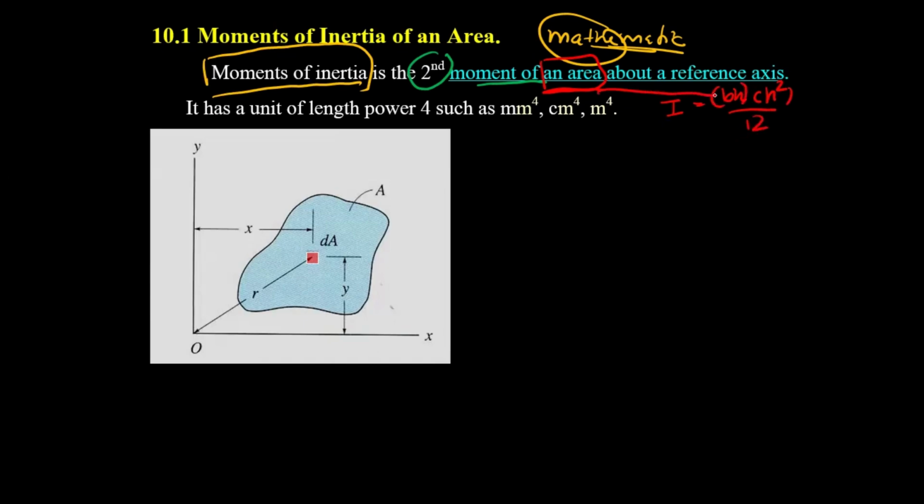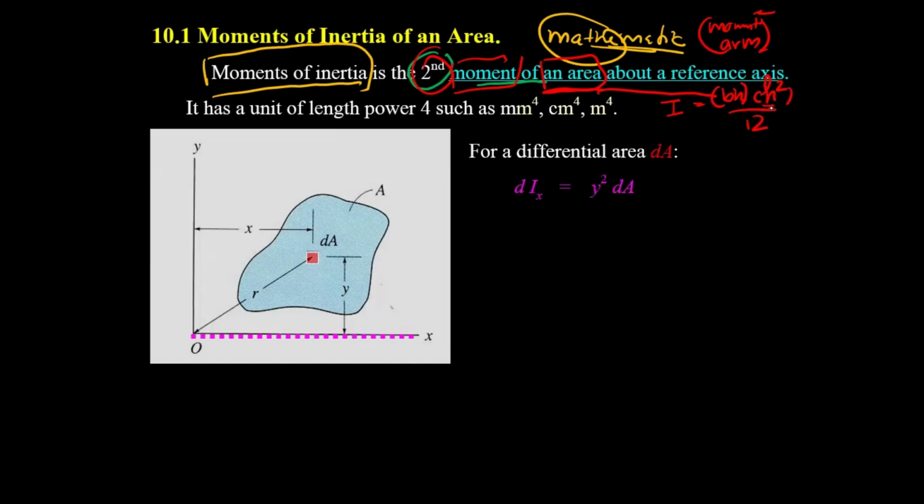This is the area, and then the area has the moment. So the first H is going to be the moment arm. But it's second, so it's going to have moment arm squared. So this term actually is moment arm squared divided by 12. And mathematically, the unit is millimeter to the fourth power. B is millimeter, H is millimeter, H squared is millimeter squared. Centimeter to the fourth, meter to the fourth.